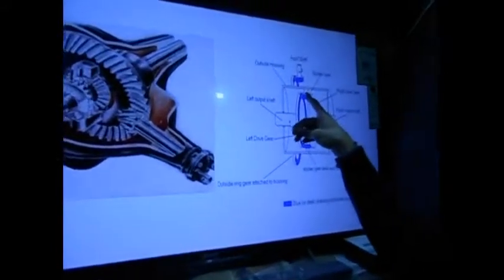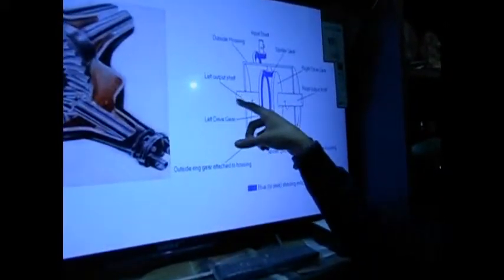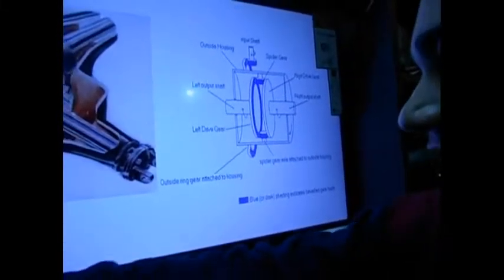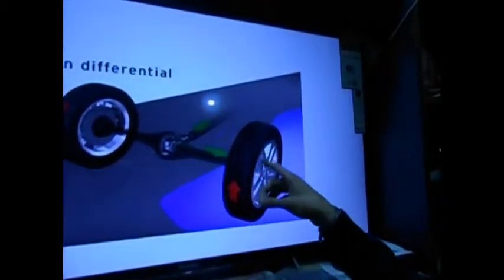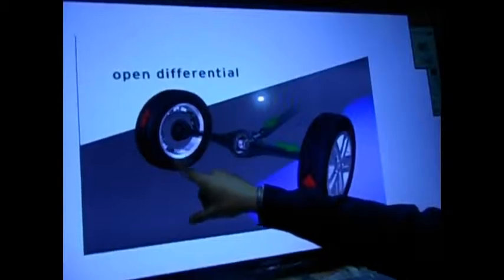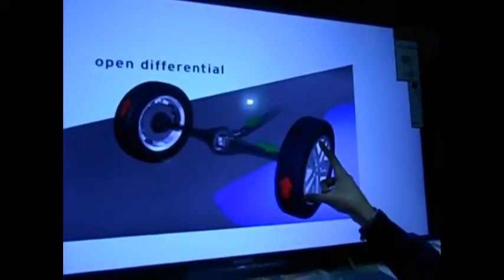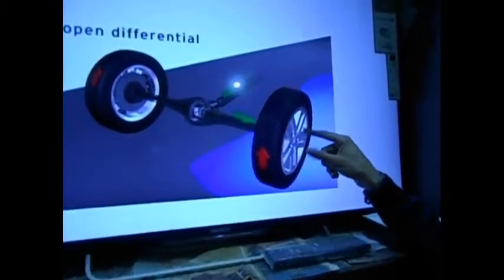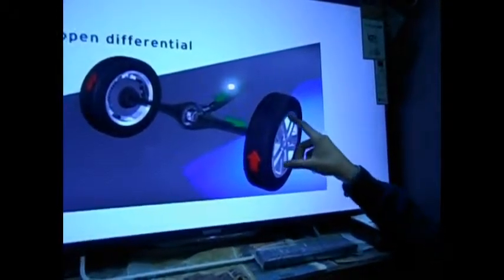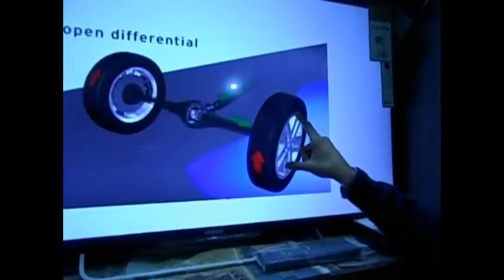This here is an open differential where there is no restriction to the movement of the left output shaft or the right output shaft. In this situation, an open differential is shown where one of the wheels is on the road, in grip with the road, and the right wheel is not in grip with the road and it is on a puddle of water. So it has lesser grip. Lesser grip means lesser resistance to movement.